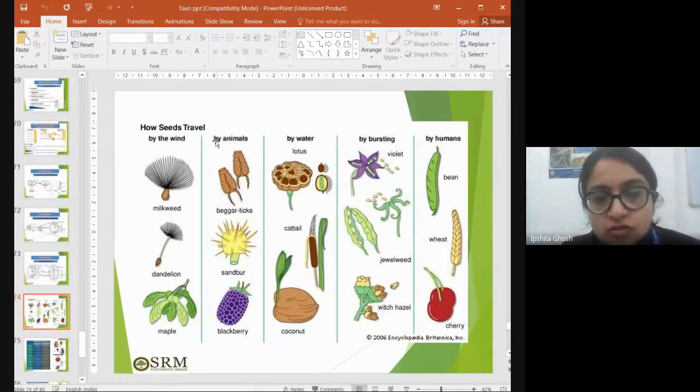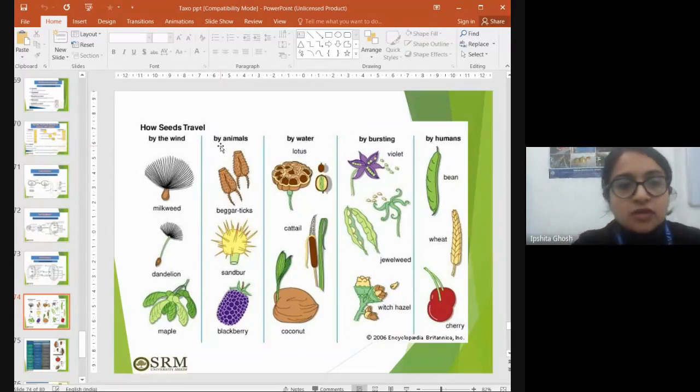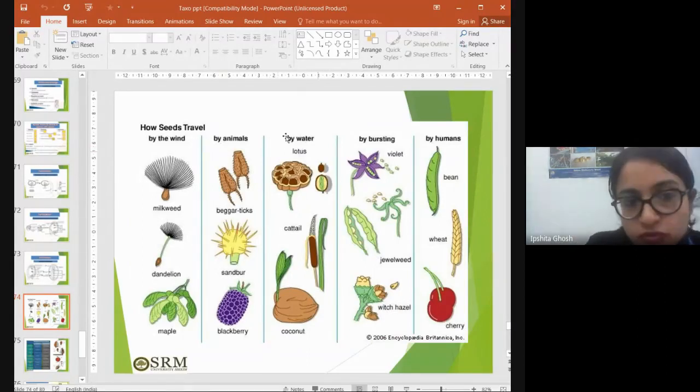Now, once the seeds are formed, we need to know how they are dispersed. There are different ways in which seeds are dispersed. They can be dispersed by wind. You can go by the examples of milkweed, dandelion, or maple. The seeds have wing-like structures which help them get dispersed by wind. They can be dispersed by animals as well, as you can see in sandbur and blackberry.